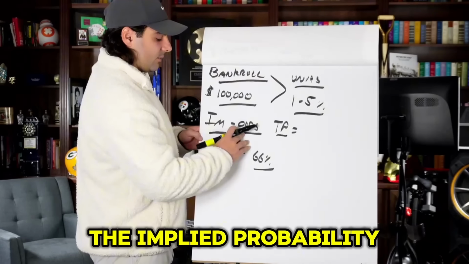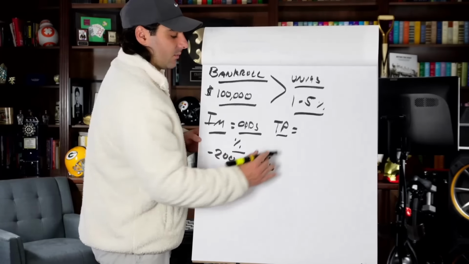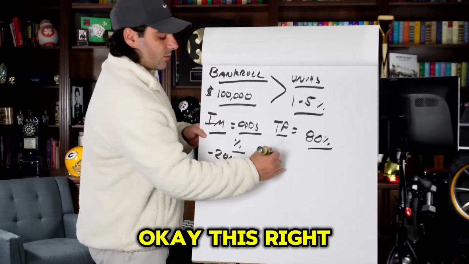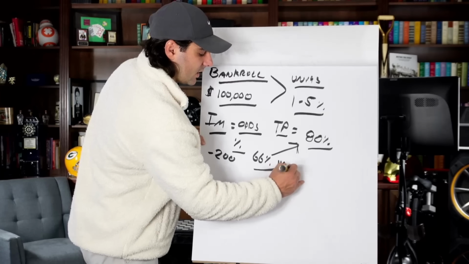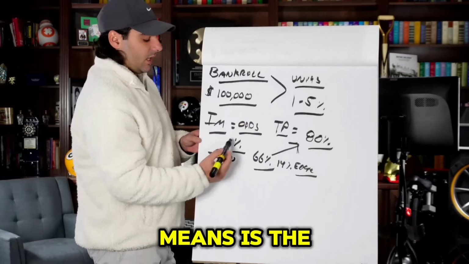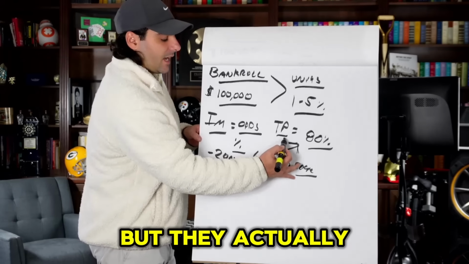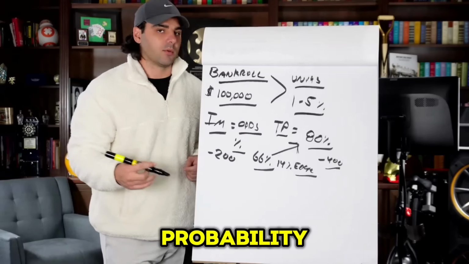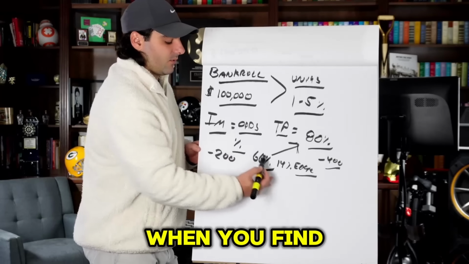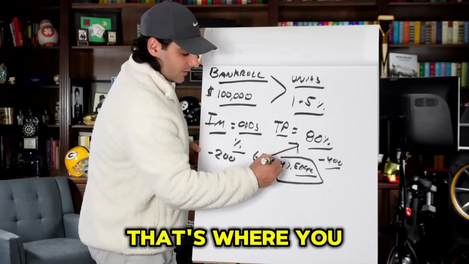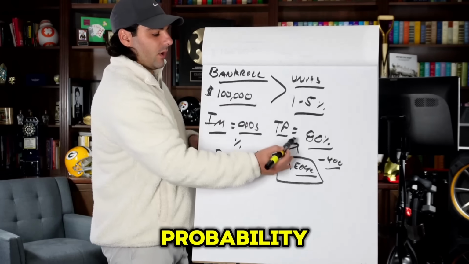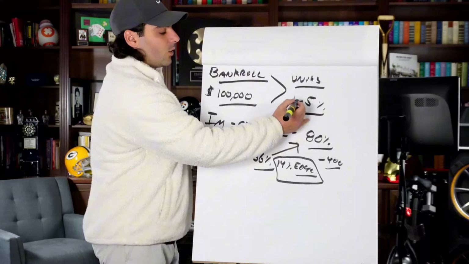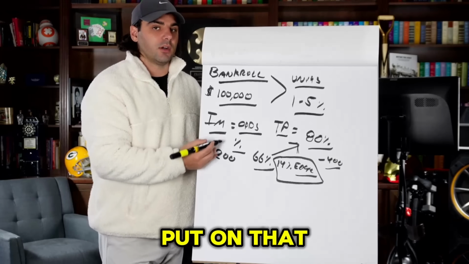So let's say the implied probability for the odds on a play is 66%. But let's say the true probability on that is actually 80%. This gives us a 14% edge. What this means is the odds were minus 200, but they actually should be minus 400, because minus 400 would give you an 80% implied probability. So you found a discrepancy there. When you find those discrepancies, you create the edge. That's where you get a plus edge, where your true probability is way higher than your implied probability. This is how I'm going to be able to calculate what percentage of my unit size I'm going to put on that individual play.